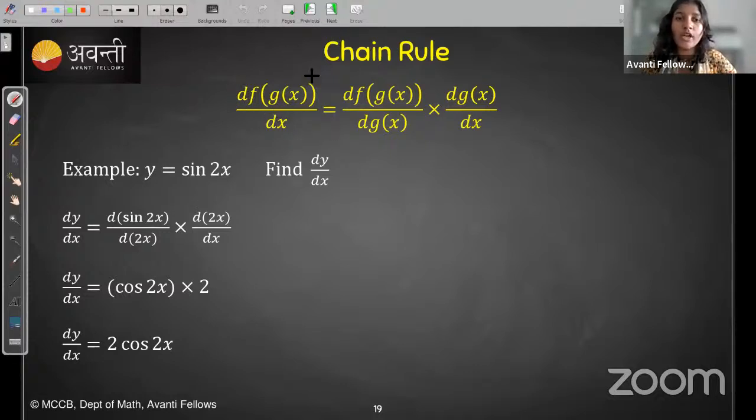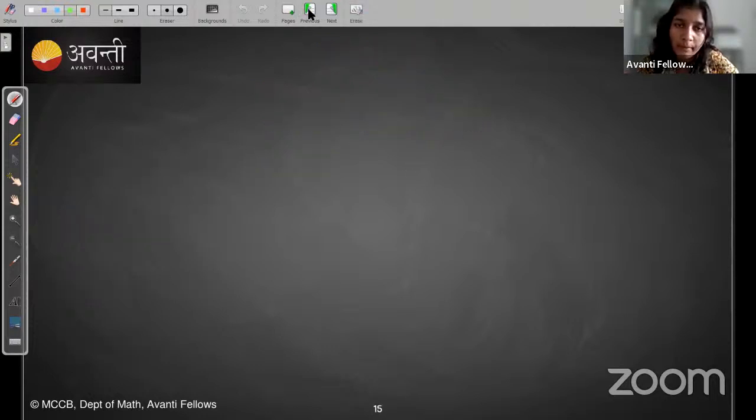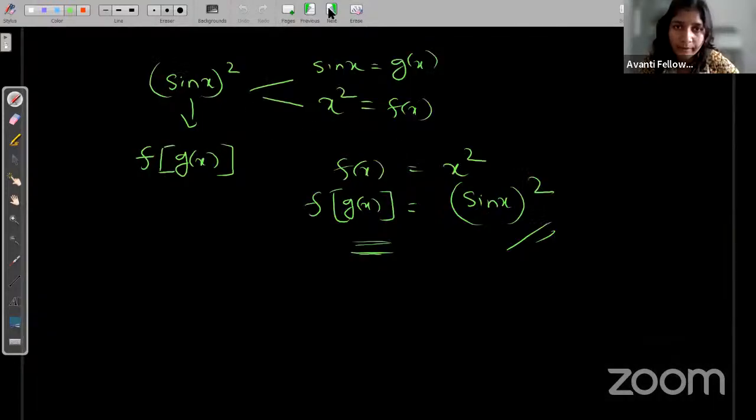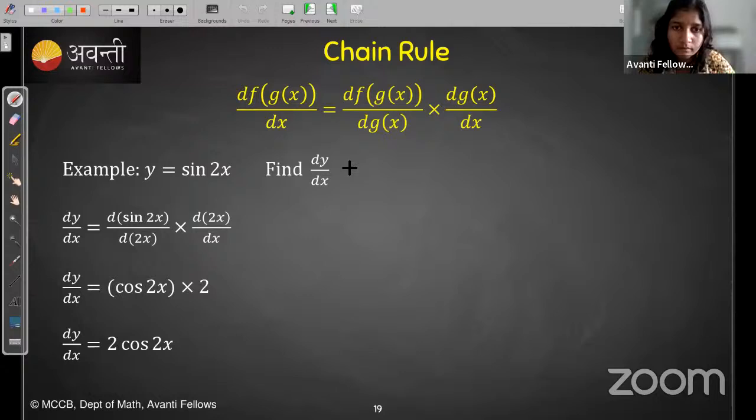Chain rule. You can observe here, this is a composite function, that is d of f of g of x by dx. So in the chain rule, what we do is we differentiate this function until we get a standard function. You can observe here, we have d of f of g of x, we are differentiating with respect to g of x, into d of g of x by dx. For example, let me consider this as an example, that is sin x squared. If I consider f of g of x as sin x whole square.